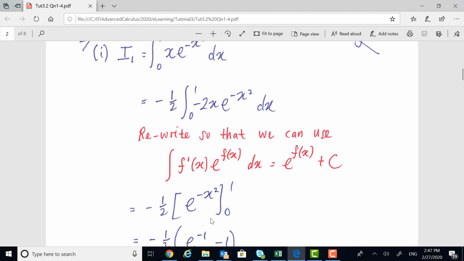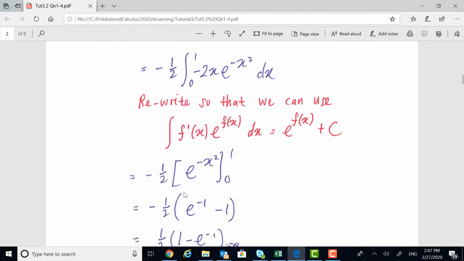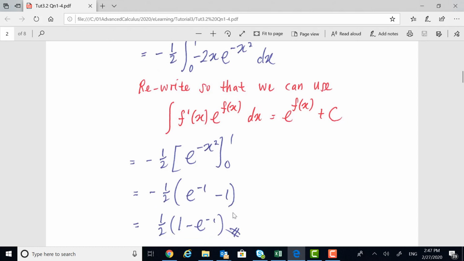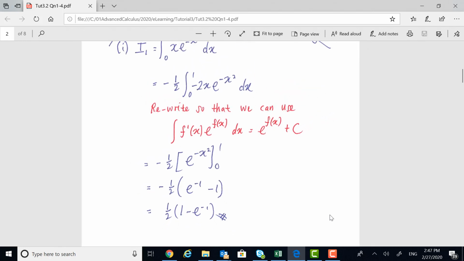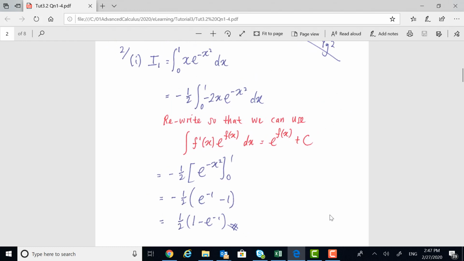And then I put in the limits. In putting the limits, I'll just get this. And then I tidy up, I get this expression, which is quite straightforward. So let's take a look at the first part of number 2.